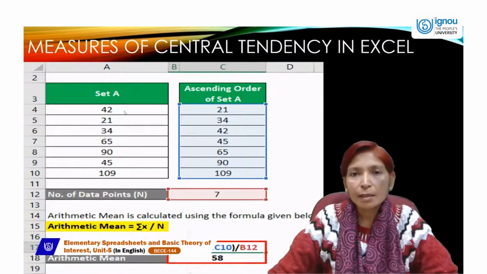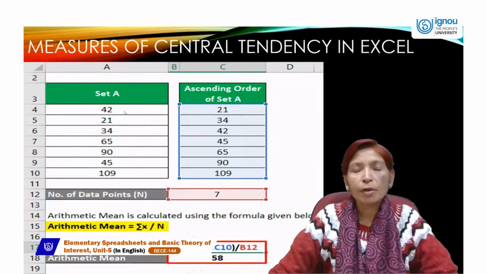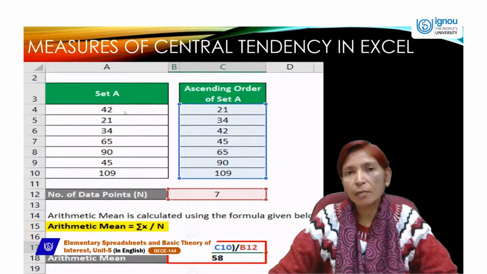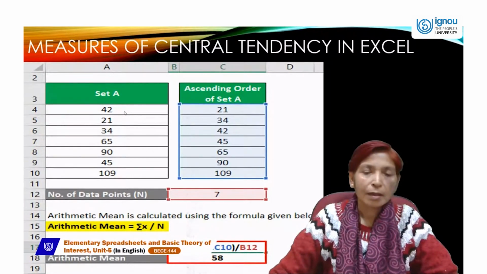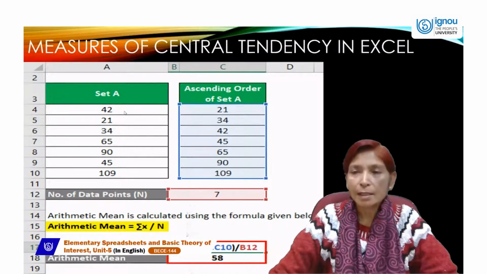One is mean, second is median, third is mode. Mean is the total of the observations. If we divide it by the number of given values, then we can get the mean or average. And how can we calculate mean in Excel?